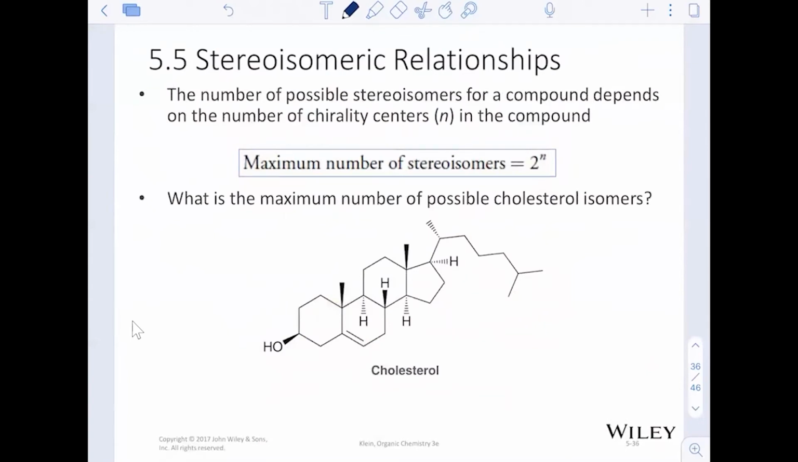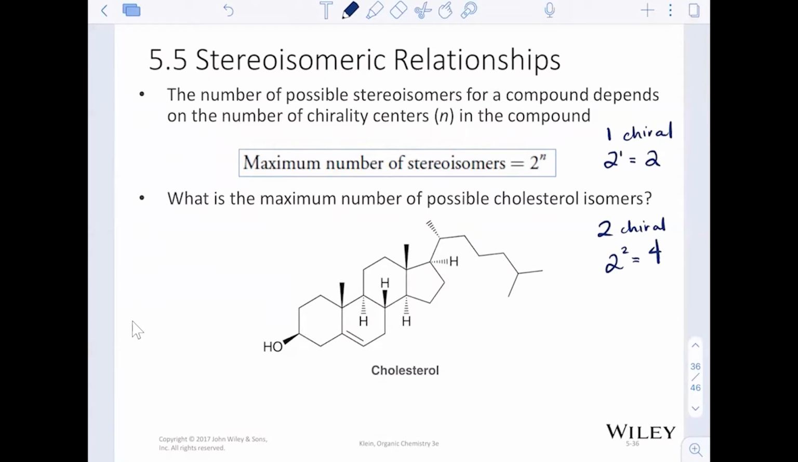Now here's the rule. For the number of possible stereoisomers to be determined, we look at the number of chiral centers, 2 to the n, n being the number of chiral centers. So if you have 1 chiral center, 2 to the 1 is 2. There are 2 possible stereoisomers. They're going to be enantiomers. There's no diastereomers. That's the simplest way. But if you have 2 chiral centers, 2 to the 2 is 4. You're going to have 2 pairs of twins. You're going to have 2 pairs of enantiomers, and everybody else will be the diastereomer.